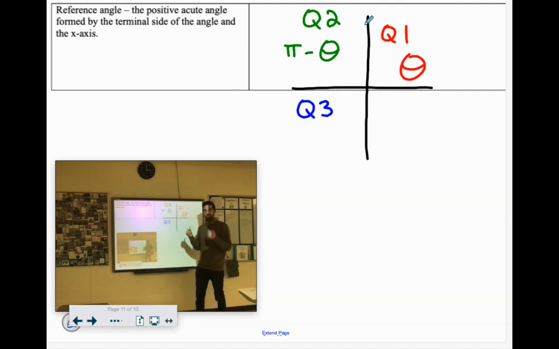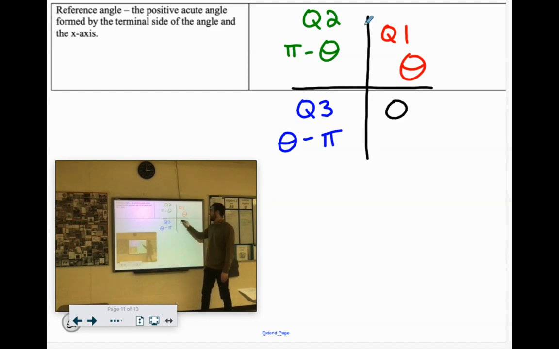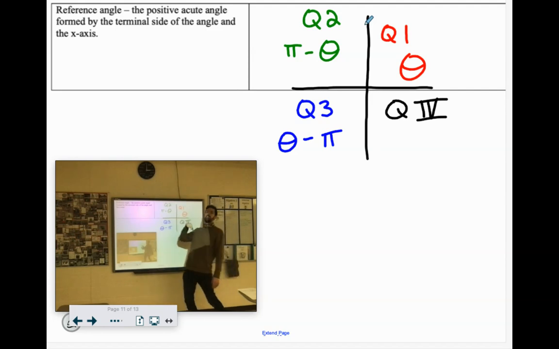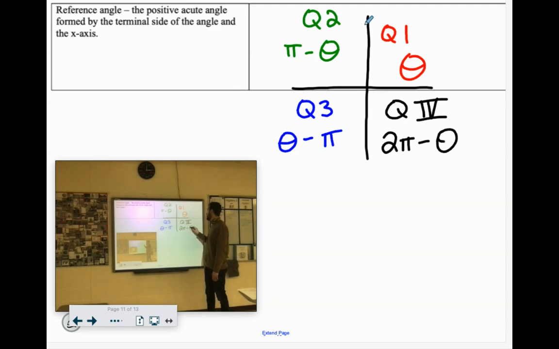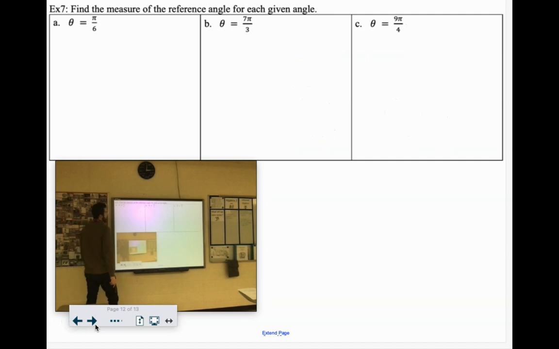before we did theta minus 180 degrees, but again, we're representing 180 degrees as pi here. So we would do theta minus pi. And then quadrant 4, before it was 360 minus our degrees, but 360 degrees we are representing as 2 pi. So 2 pi minus our radians. All right, let's try it out.